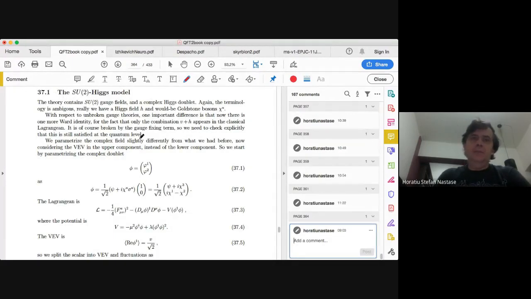So it has SU(2) gauge fields and a complex Higgs doublet. As usual, we have this ambiguity of terminology. One says Higgs doublet, but really the Higgs field is H in the direction transverse to the symmetry direction. And then there's the would-be Goldstone boson, chi A.